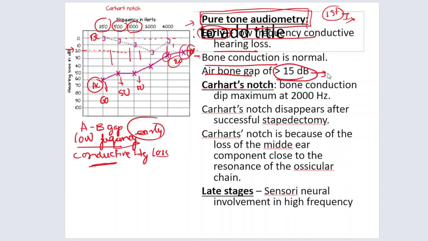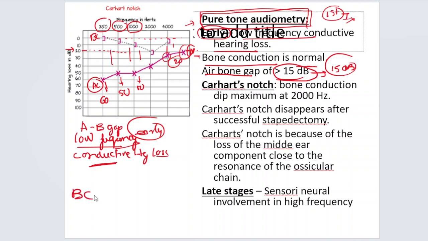This is the basic feature by which you diagnose a conductive hearing loss. It has to be minimum 15 decibels of airborne gap. Only then you call it a conductive hearing loss. Bone conduction is normal. In a few cases, you will see a characteristic dip only in the bone conduction curve.